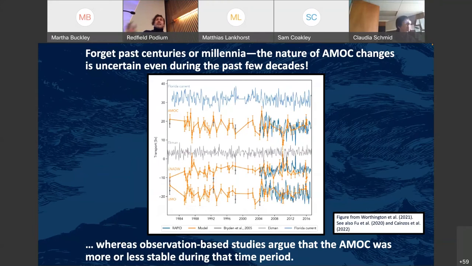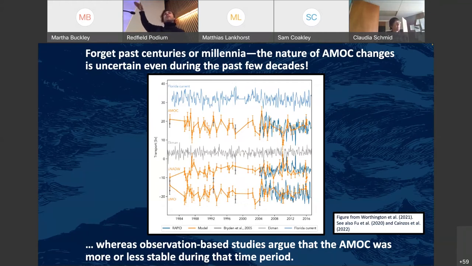Only problem is, as some folks in the audience have argued, Veronica and Yao, this is actually a figure from Emma Worthington. Folks have used sections along, for example, AR5 or also density measurements along the boundaries to argue that over the past three or four decades, you don't see any decline in the AMOC. In Emma's plots here, it's the second from the top.